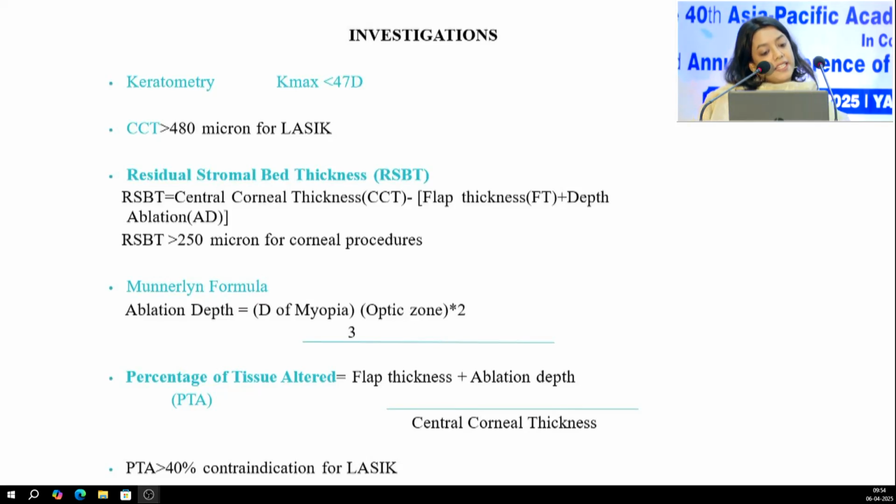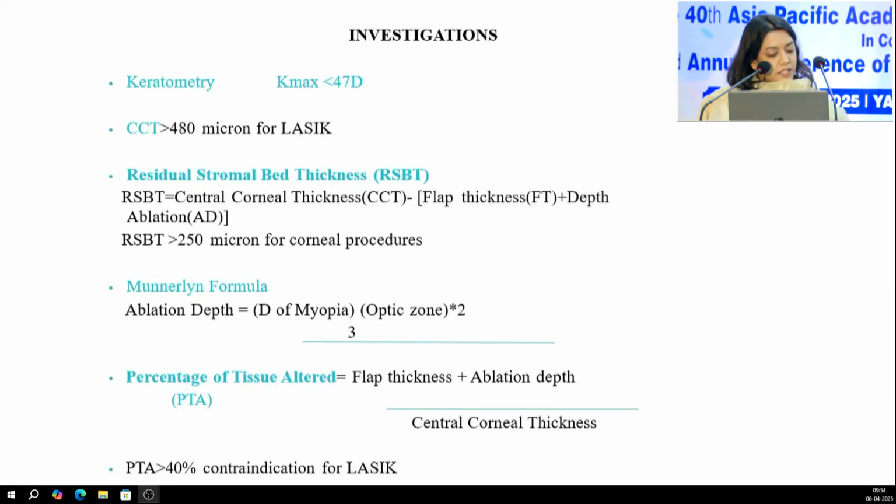We have to calculate the RSBT or the residual stromal bed thickness that we calculate by subtracting the flap thickness and the depth of ablation from the central corneal thickness. The flap thickness usually varies from surgeon to surgeon and can be 90 to 120 microns. And the RSBT should be at least 250 or preferably 300 microns for performing any corneal-based procedure.